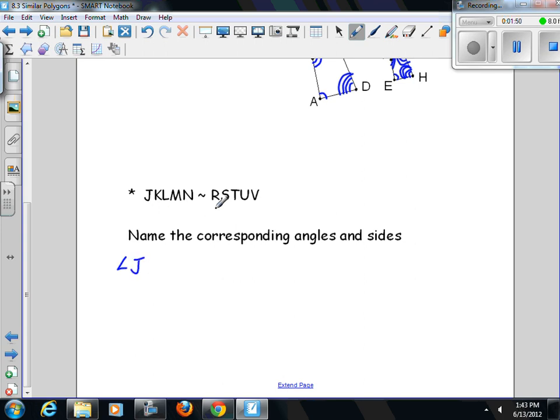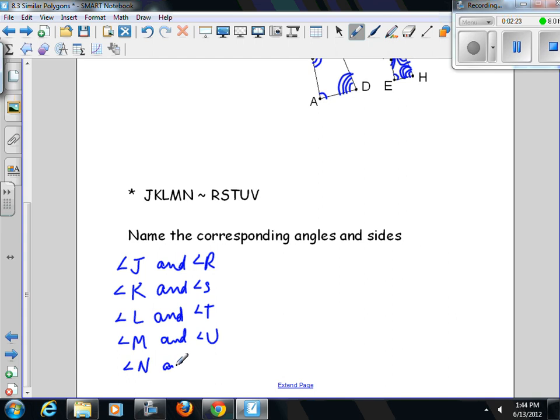Angle J and angle R are both in the first positions, so those are corresponding angles. K and S are both in the second position, so those are corresponding angles. L and T are in the third positions, so they're corresponding angles. Angle M and angle U correspond. They're in the fourth positions, so we'll list that pair, and then lastly that leaves us angle N and angle V, which are in the last positions, and those would be corresponding angles.